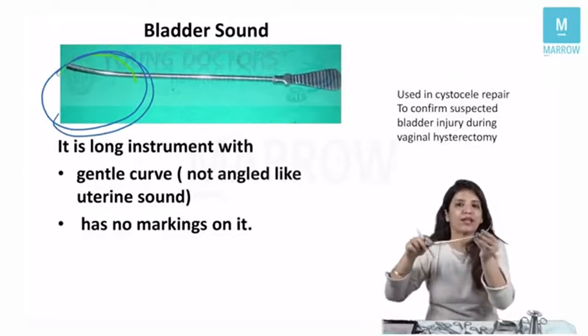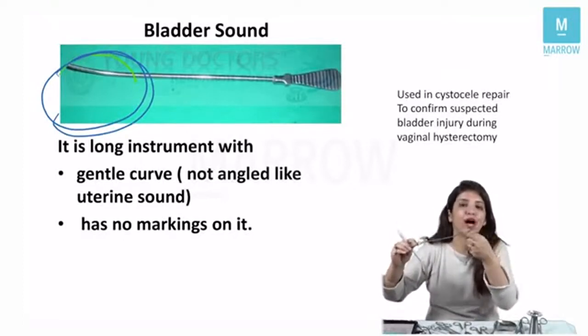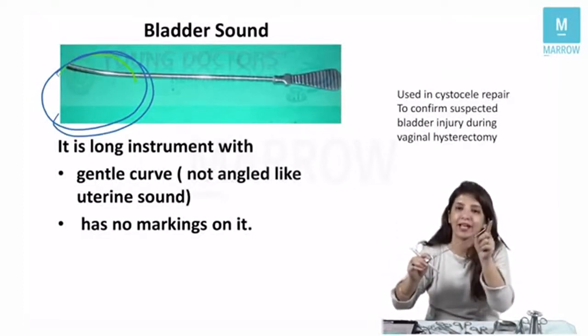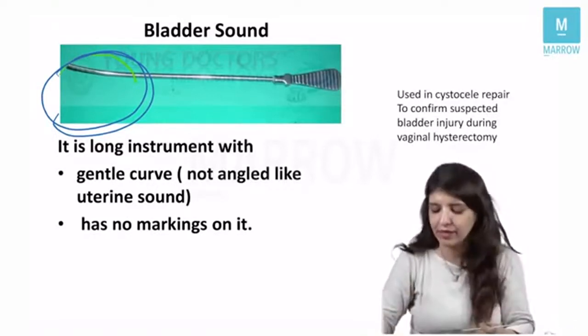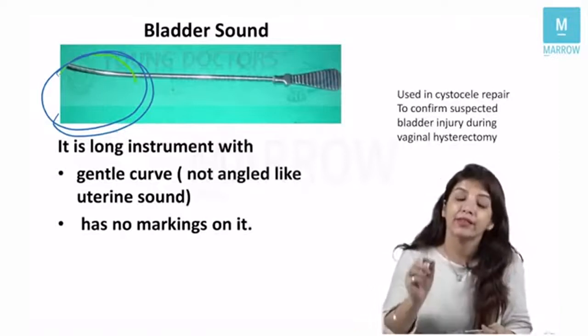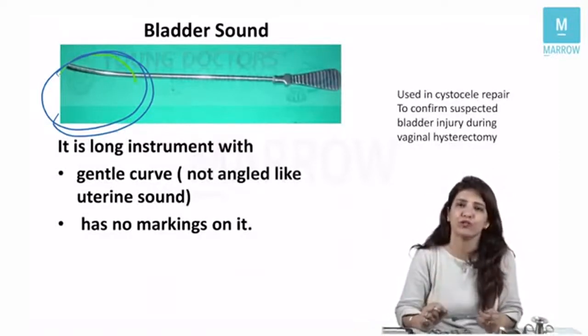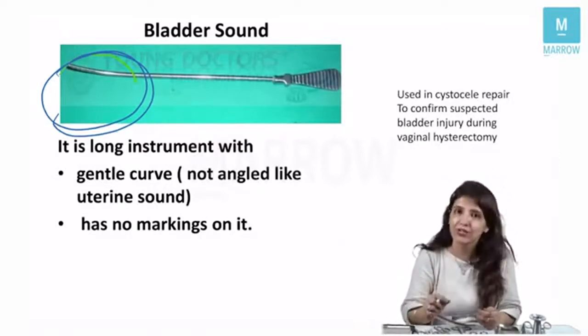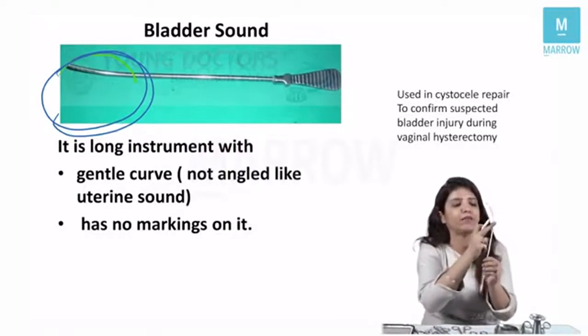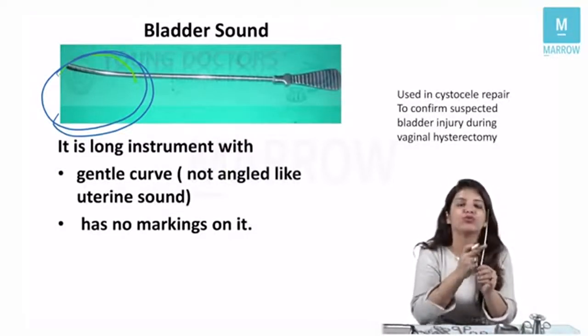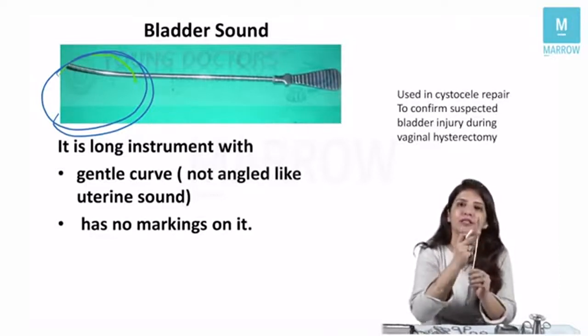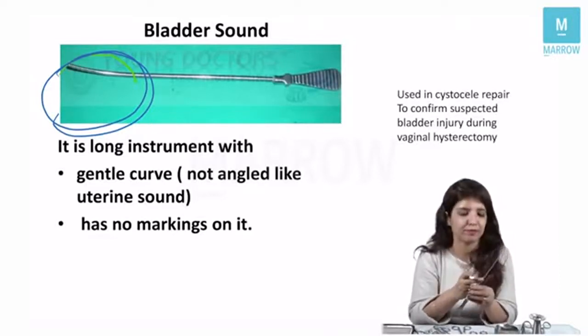In the uterine sound, this was a very pronounced curve. As I told you, it's angulated, it's smooth, but it's very prominent, right? But here, it's a very gentle curve. And the second and most important difference is that in a bladder sound, you won't get any markings here, whereas in a uterine sound, you will get markings here, right?